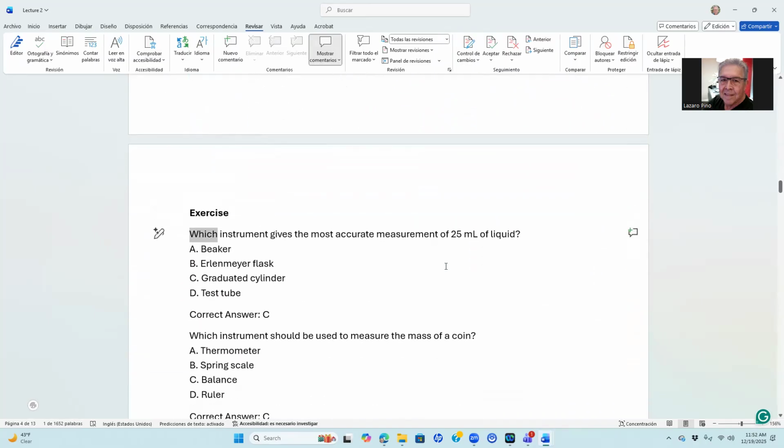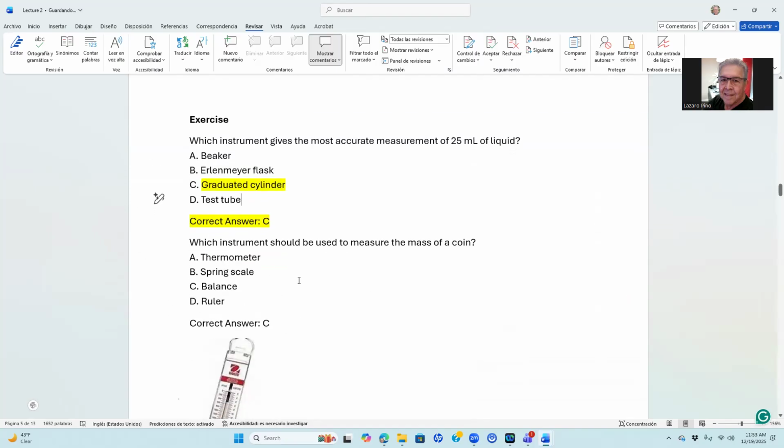Exercise. Which instrument gives the most accurate measurement of 25 milliliters of liquid? A, beaker. B, Erlenmeyer flask. C, graduated cylinder. D, test tube. The correct answer is C, the graduated cylinder. A beaker is not an instrument of measurement. An Erlenmeyer is not. And a test tube is not an instrument. The only instrument that we have here is the graduated cylinder. That's why this is the answer.